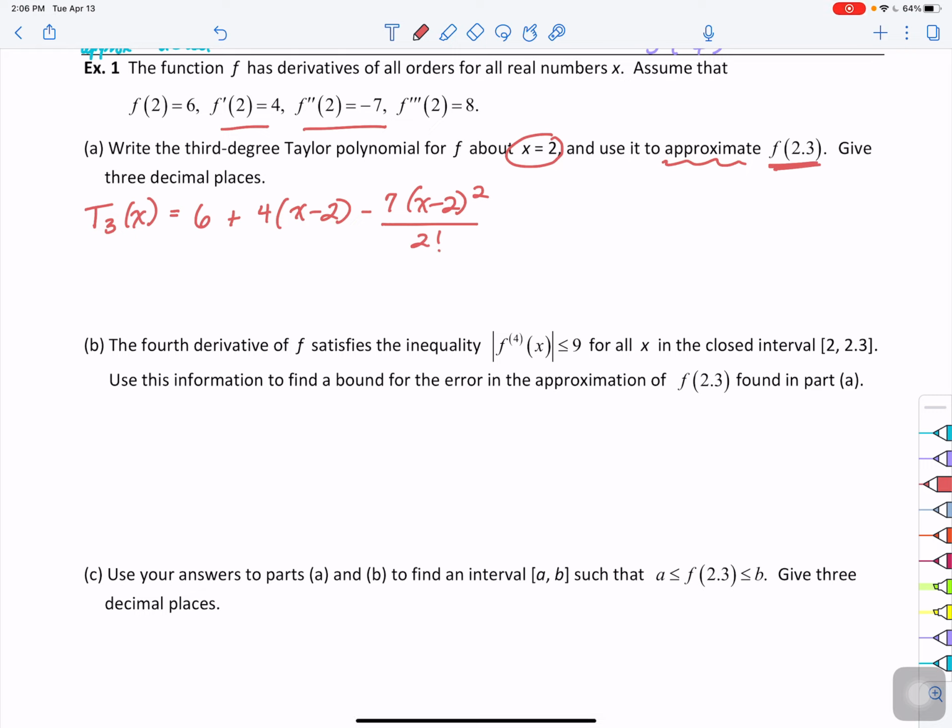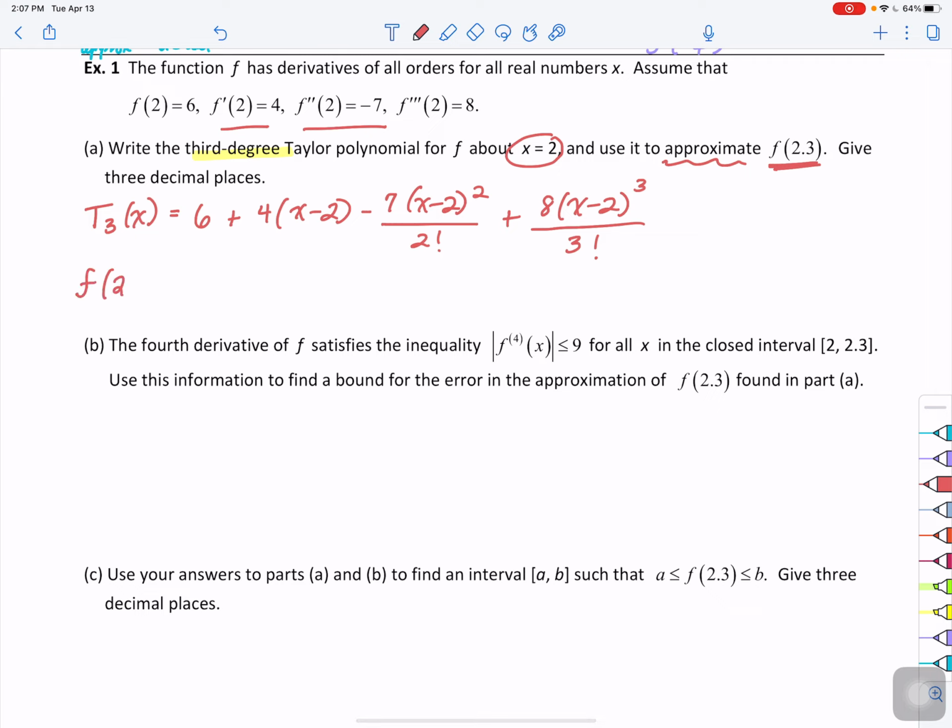So far, we have 3 terms, but we need to get to the third degree. And do you see that we are only at the second degree? So it's not the number of terms, but it's the degree. So just making sure you get that. Plus 8 times x minus 2 cubed all over 3 factorial. So we are going to use this, and this is exactly equal to that because this is the third degree Taylor polynomial. It is not an approximation. But now we will use it.